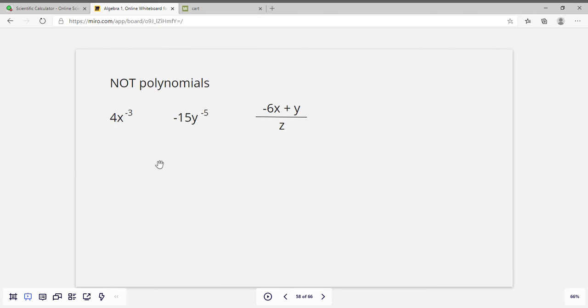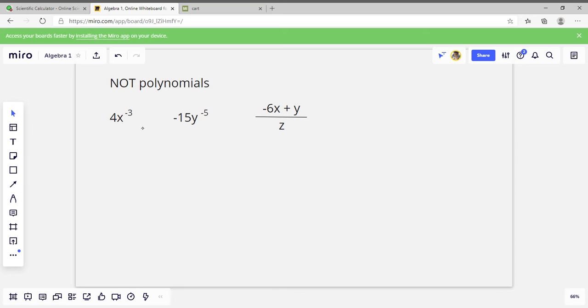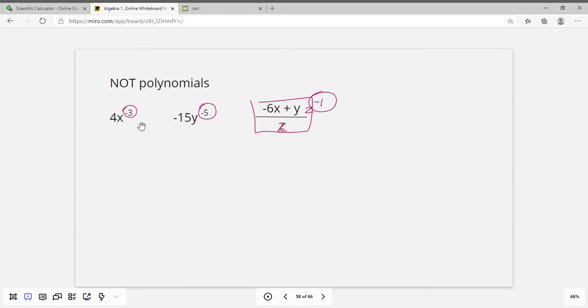These are not polynomials. This is not a polynomial because it has a negative exponent. This one also has a negative exponent. This one is not in the correct form. It has this z underneath. We can't do that, because if we moved it to the top, it would be z to the -1, and then we'd have a negative exponent. So those won't work. Those are not polynomials.